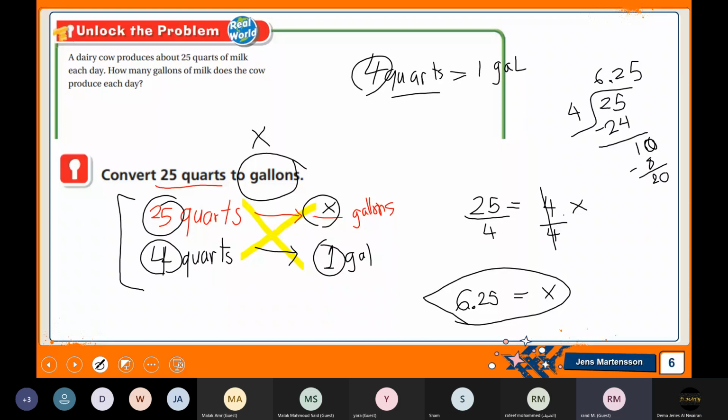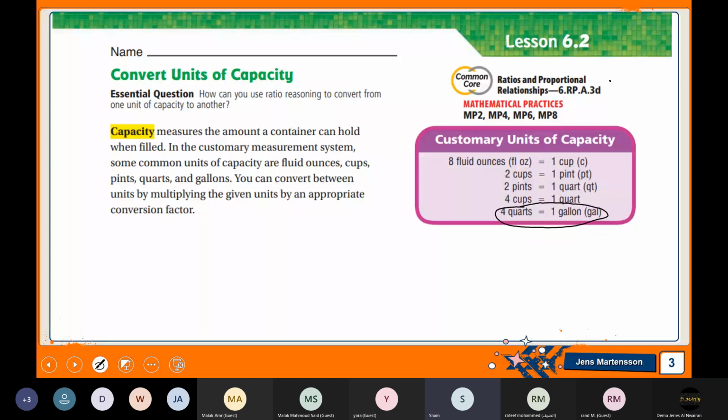Teacher, how did you know that 25 quarts make 1 gallon? Because of customary units of capacity. Teacher, she means how did you know that 4 quarts are 1 gallon? From this table here, from the question also. And 4 quarts equal 1 gallon. So 25 quarts, how many gallons?